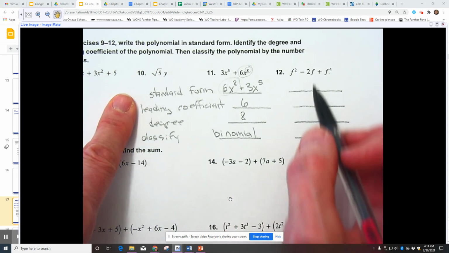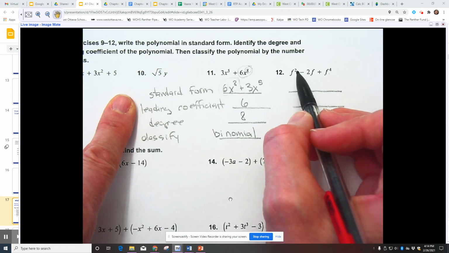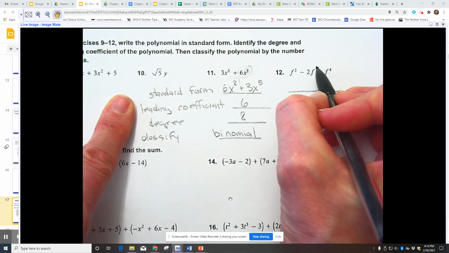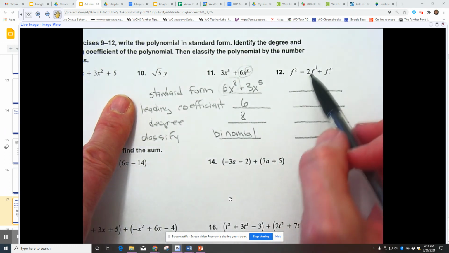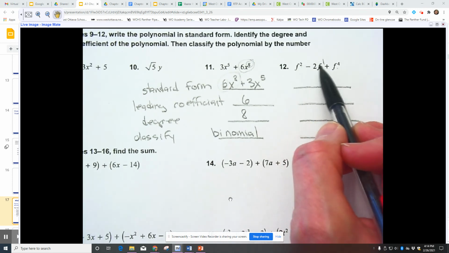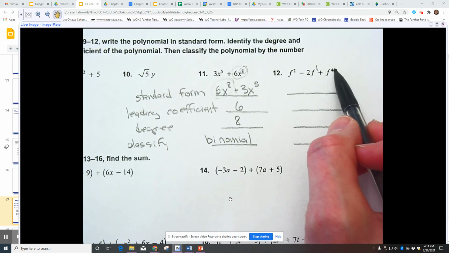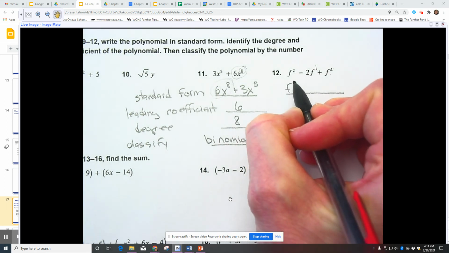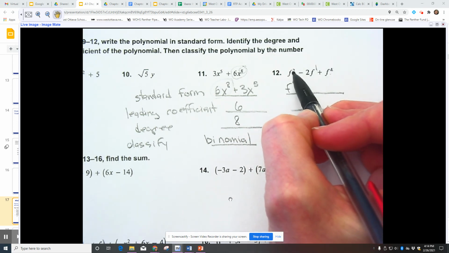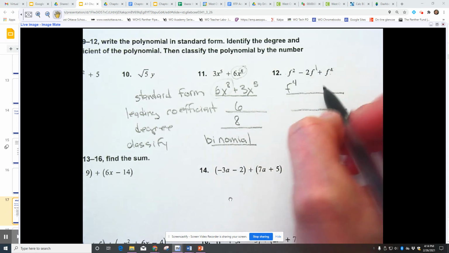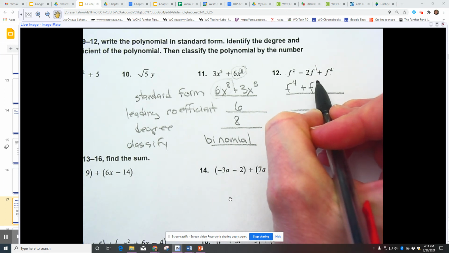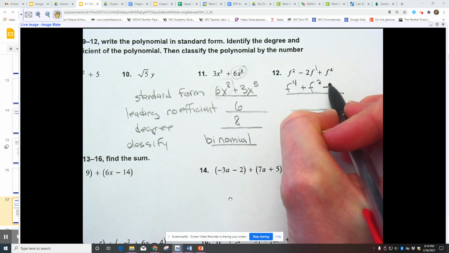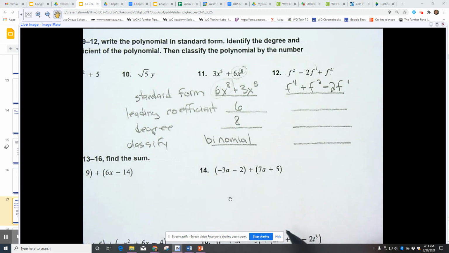Okay, let's do this again. Again, when I'm putting it in standard form, I'm just looking at exponents, not the coefficients, just the exponents. I'm going to put my invisible exponent on that one. So exponent of 2, exponent of 1, exponent of 4. There's my biggest exponent. That has to go in front. It's positive, so I'm just going to write f to the 4th. Next biggest exponent is 2. Positive, so plus f to the 2nd power. Last term is going to be minus 2f to the 1st power.